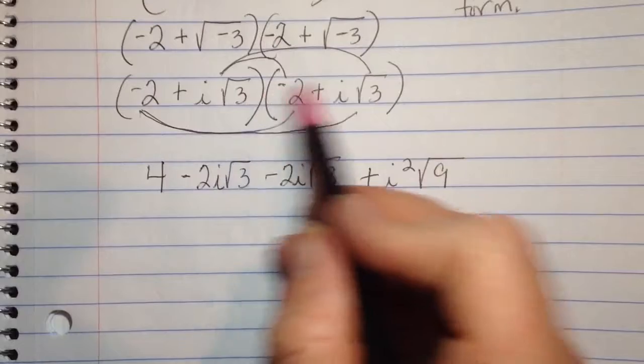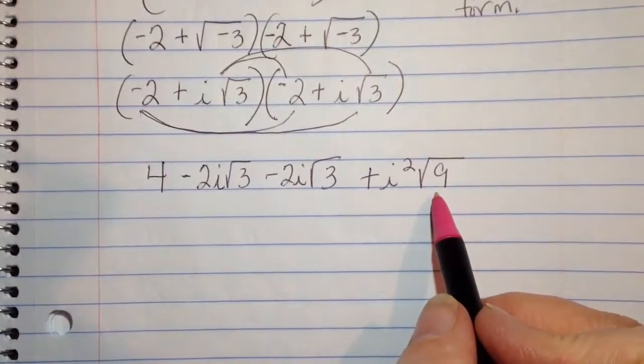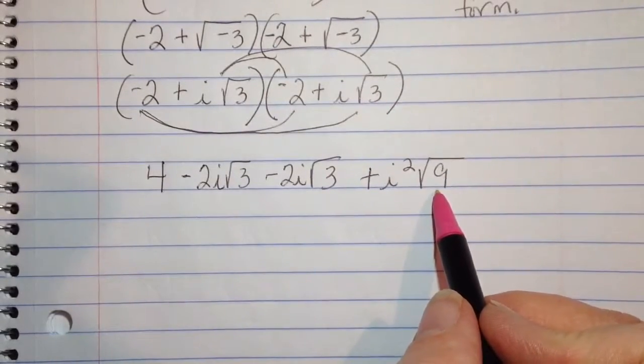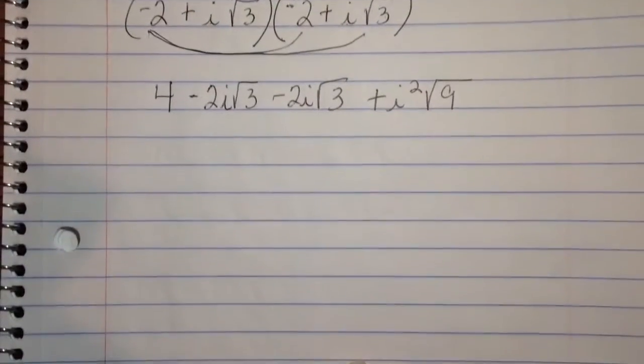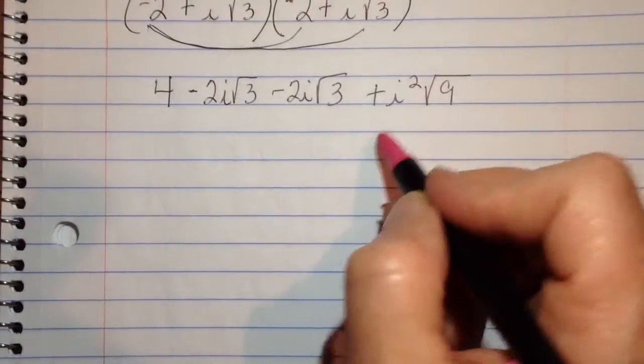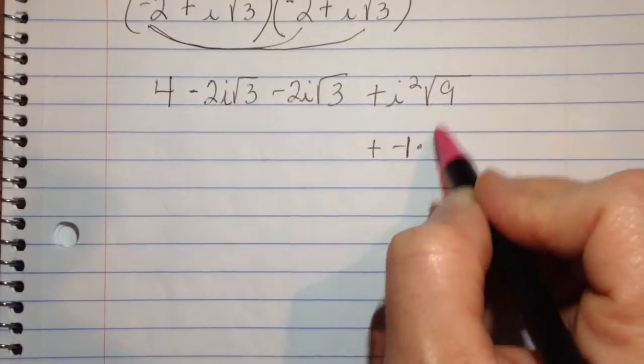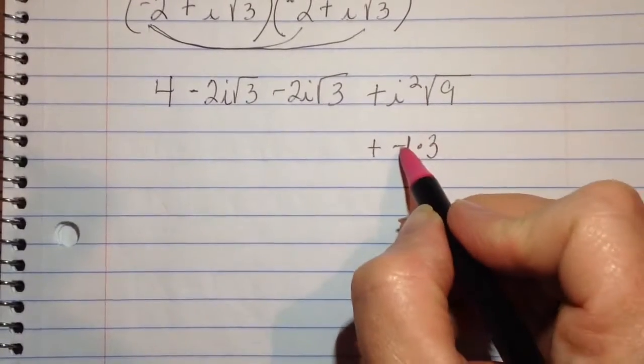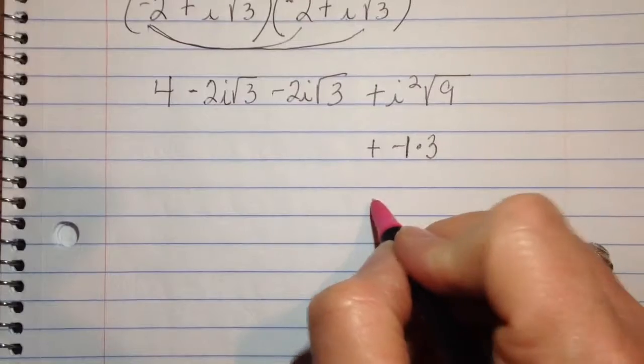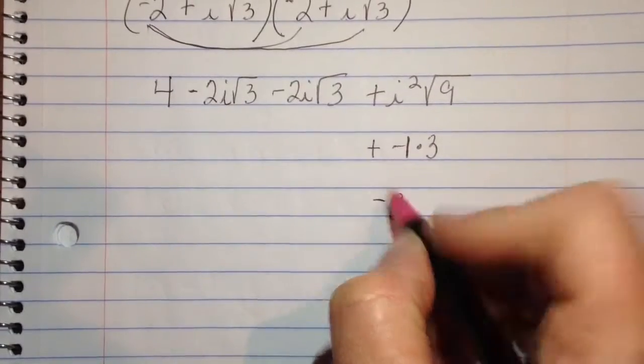So square root of 3 times square root of 3 gives you the square root of 9. Recall from previous work, i squared gives me negative 1, times the square root of 9, which is 3. And negative 1 times 3 gives me negative 3.